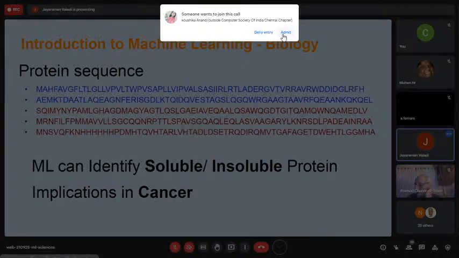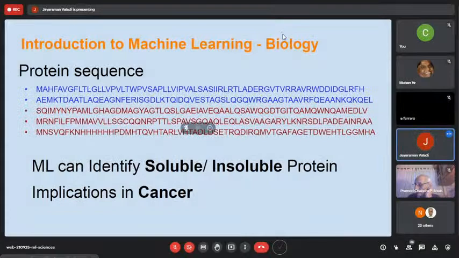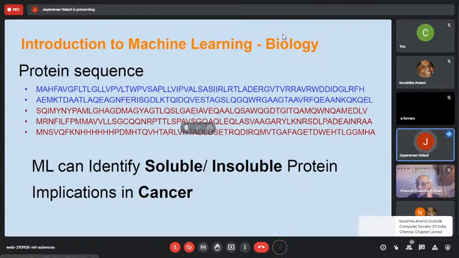So a protein sequence can be both soluble and insoluble. If a protein becomes insoluble, it has implications in cancer. So given a set of sequences, we can identify whether a sequence is going to be soluble or insoluble. So in machine learning, different kinds of classifiers can classify a given set of sequences into soluble sequences and insoluble sequences.